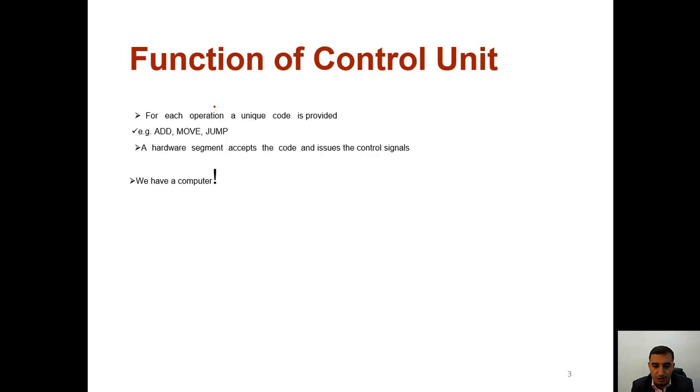As for the function of the control unit, for each operation a unique code is provided. The add operation will have a different code than the move operation or the jump operation. So a hardware segment that accepts these codes and issues control signals will build a simple computer or processor.